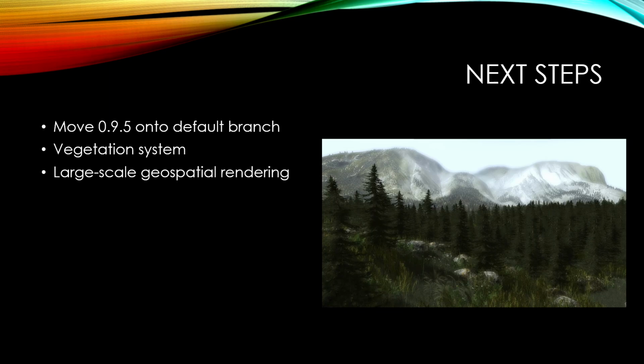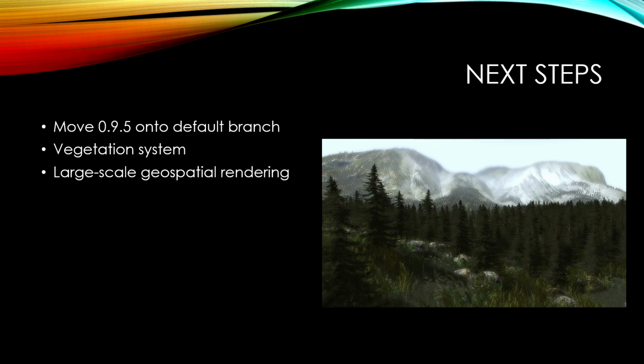So the next steps I would like to pursue, the big things, are I'd like to get 0.9.5 moved onto the default branch as soon as possible. I'd say maybe give it another week of testing, but it will be nice to get that onto the default branch because it's much more stable. At that point, I can remove that disclaimer that says warning, AMD cards don't work. So that'll be really, really nice.